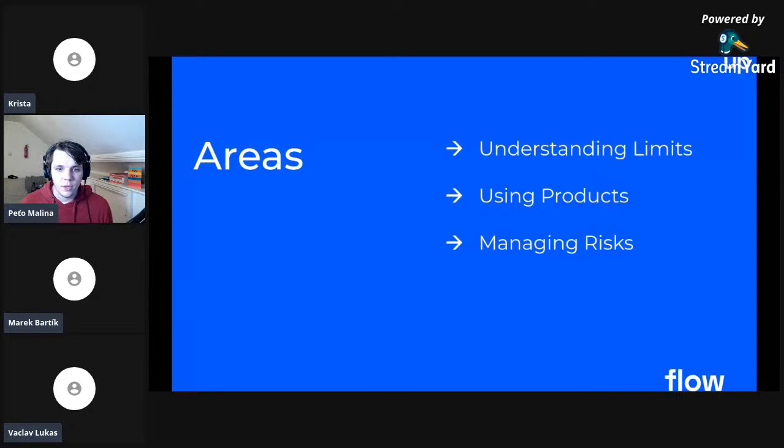Then using products, because I feel like this is one of the biggest areas where people make mistakes: redeveloping or reinventing the wheel. Being on the serverless platform, and then instead of buying a SaaS that will cost you like $5, we still have the need to do it by ourselves. And then the third thing is managing the risks. And this is from the billing perspective.